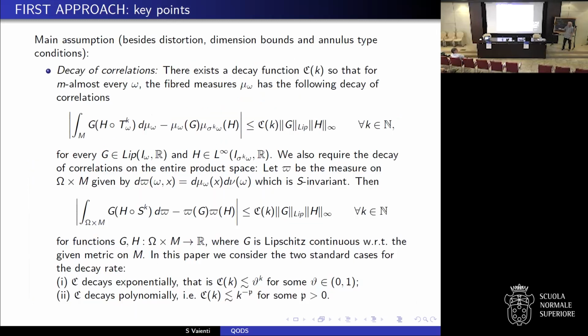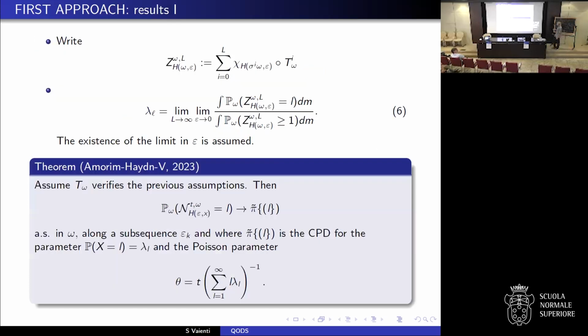Here it is written. We have either exponential decay or polynomial decay with some exponent p, which must be related to the other quantities which enter, and this depends on the particular example you have in order to determine this.